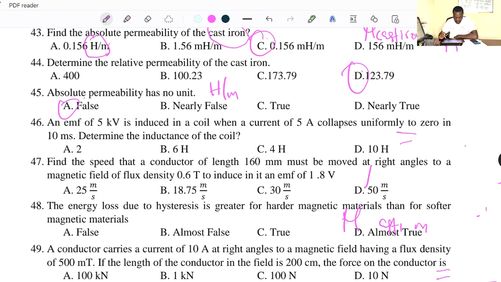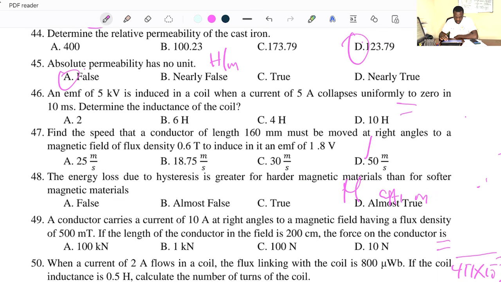And EMF, an EMF of 5 kilovolts is induced in the coil when a current of 5 amps collapses uniformly to 0 in 10 milliseconds. Determine the induced inductance of the coil. So here we are interested in inductance. All right, so here we have 5 kilo. So we assume this is the magnitude, right, of the induced EMF.